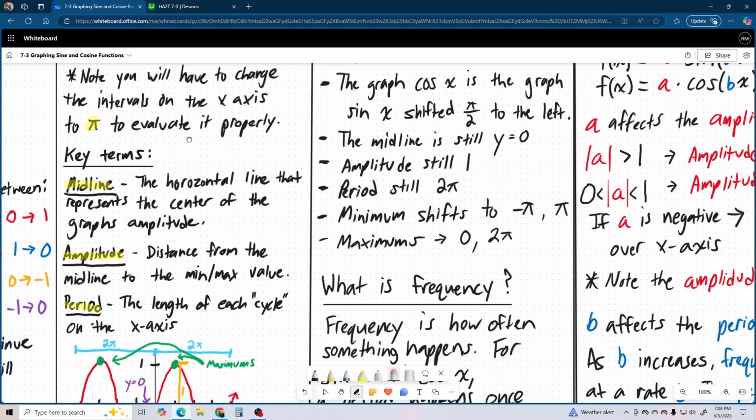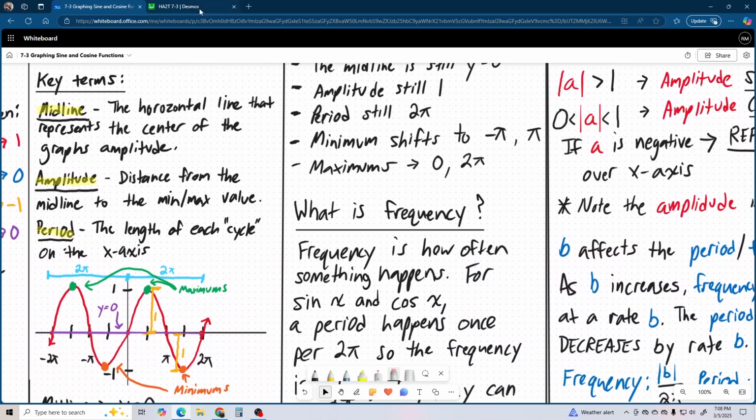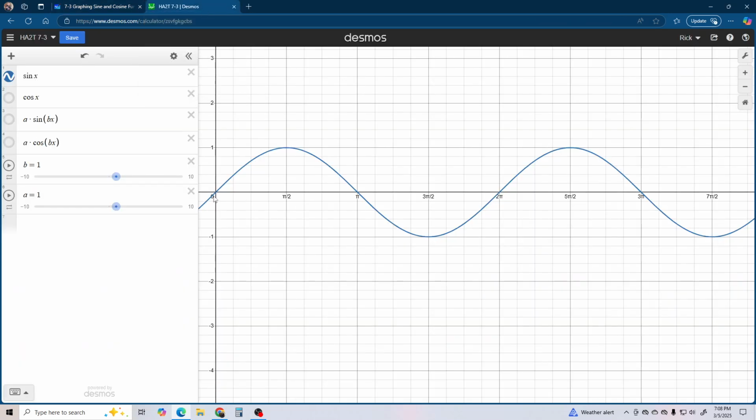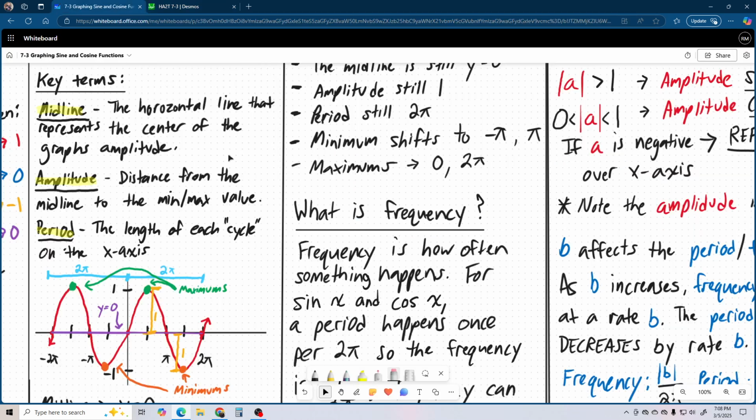All right, so a few key terms. First one is midline. The midline is the horizontal line that represents the center of the graph, right? So in this case, it's just our x-axis. You'll notice that our x-axis is the same distance from our maximum values as they are from our minimums, which makes sense because they're both just 1, right? We go up to 1, we go down to -1. So this center line here is known as our midline, okay?